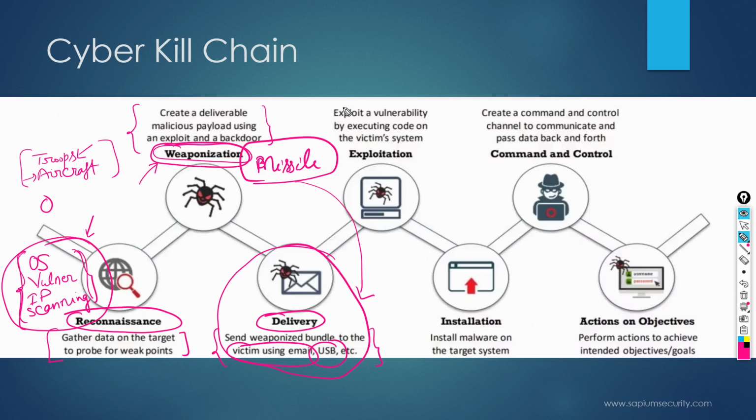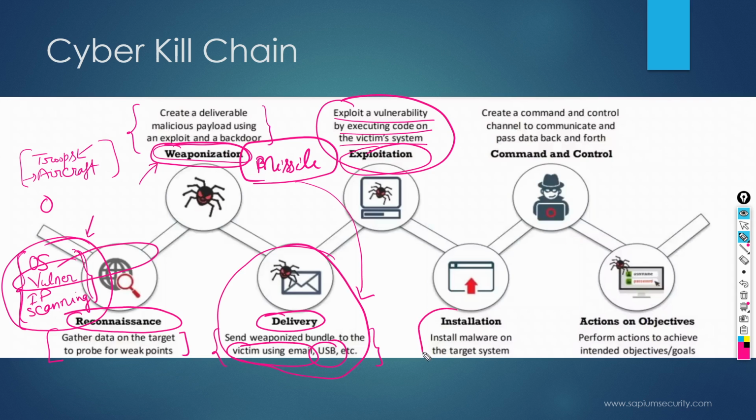Okay, so now it's the job of exploitation: exploit the vulnerability by executing code on the victim system. Obviously, you know the vulnerabilities you collected during reconnaissance, and now you are trying to exploit them. You have detonated, or run, that malicious code in order to exploit that vulnerability. So now you are doing the exploitation by running that malicious code, which you have just delivered to your target.